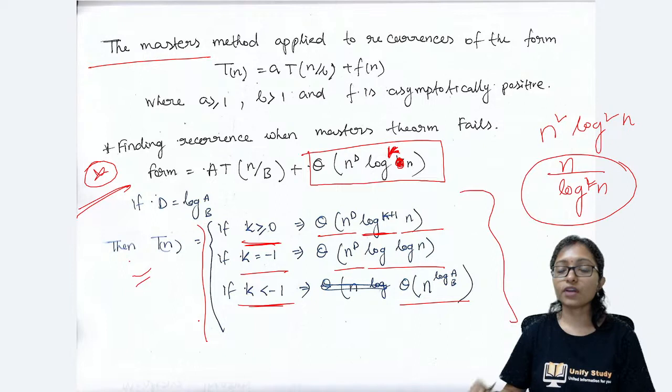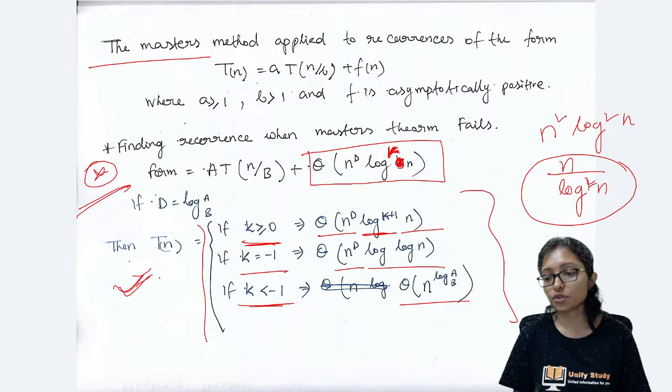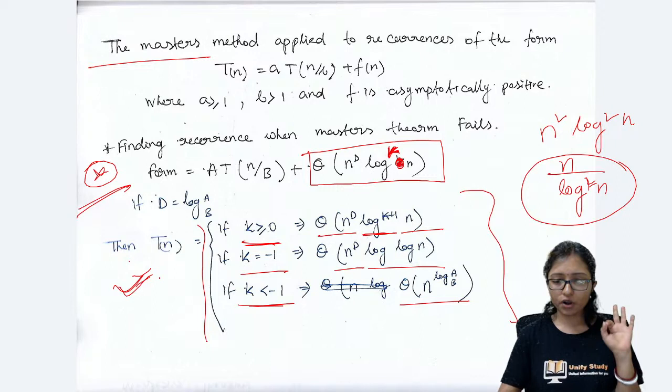All of you write it down. When I ask you questions, it will be very easy for you. Write down these three rules. This is very, very important. 2 marks are confirmed from here.